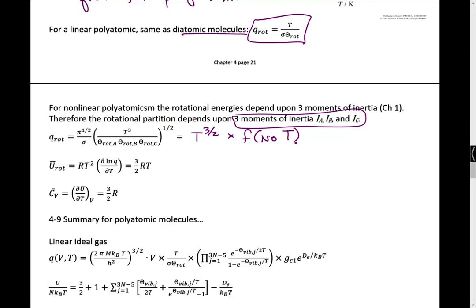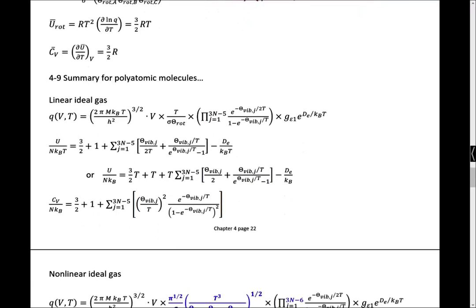And basically, we've shown this previously. If I take this partition function, take the partial of the natural log of q with respect to T, and multiply it by kBT squared, in this case it's going to give me 3 halves RT. And that's, again, because we have 3 rotational degrees of freedom. I take the derivative of this with respect to T, that gets my heat capacity, 3 halves R.